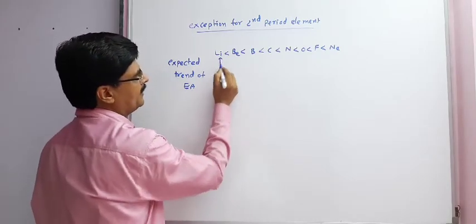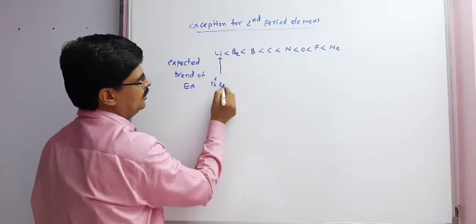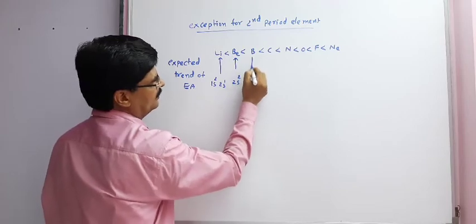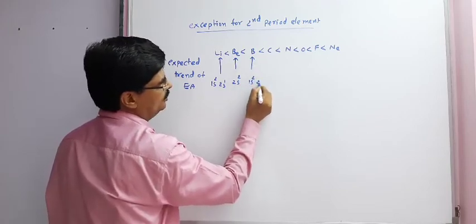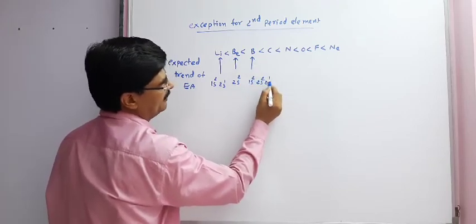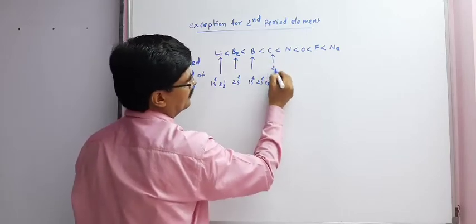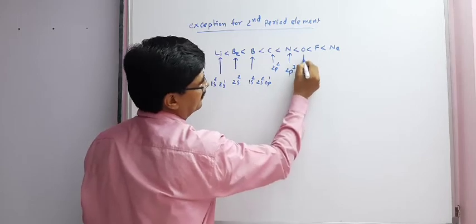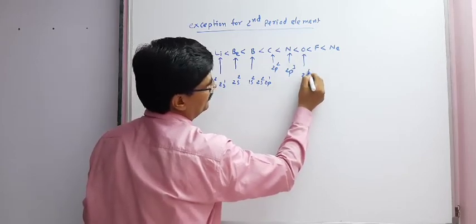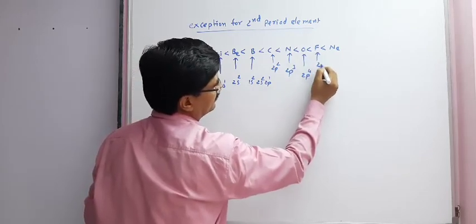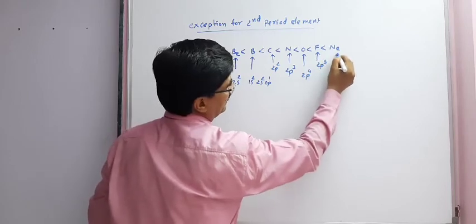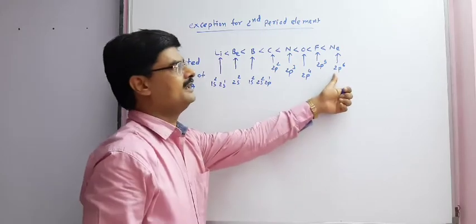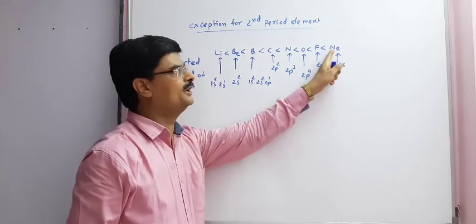Electronic configuration of Li 1s2, 2s1. For Be it is 2s2. For boron 1s2, 2s2, 2p1. For carbon 2p2. For nitrogen 2p3. For oxygen 2p4. For fluorine 2p5. And for Ne it is 2p6. Octet is completed in the case of neon.